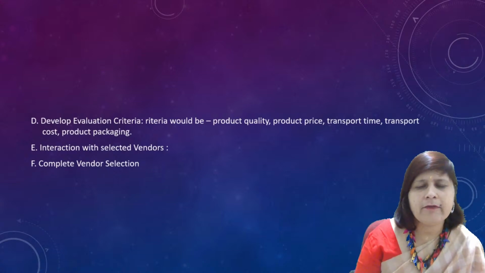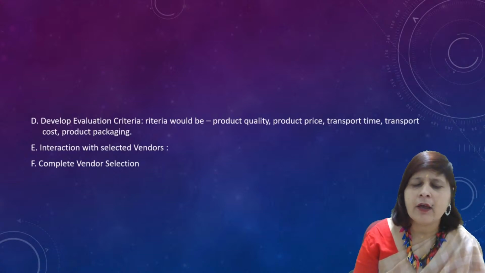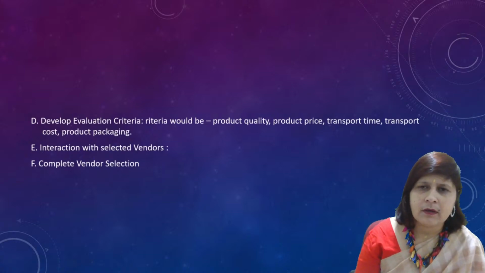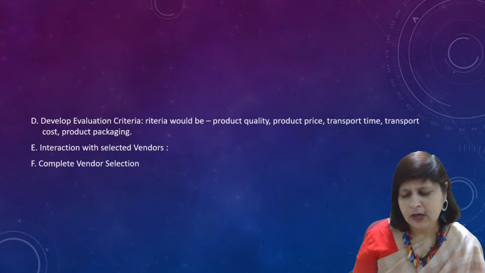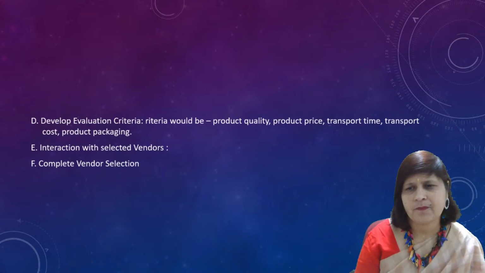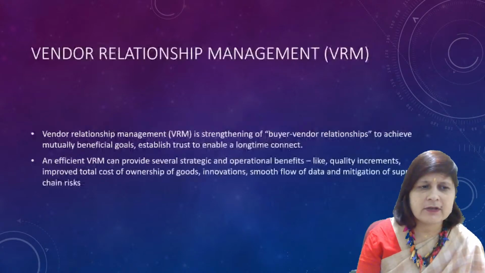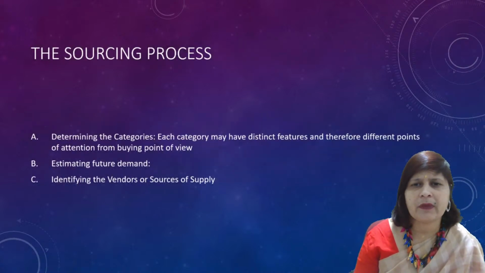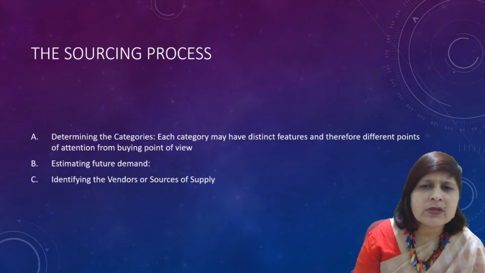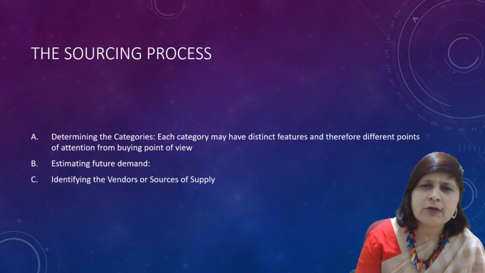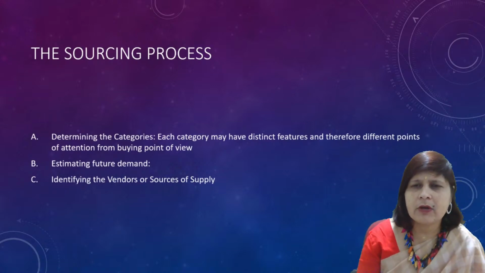Then complete the vendor selection. After interacting with the selected vendors, after finalizing, after negotiation, complete the vendor selection. Complete the vendor selection with whom you want the supplies. Right? So complete the vendor selection. It is very important. The sourcing process is a cumbersome process, right? Because you are investing the money. Or if you have invested money in that and that product is not moving, you are making losses.